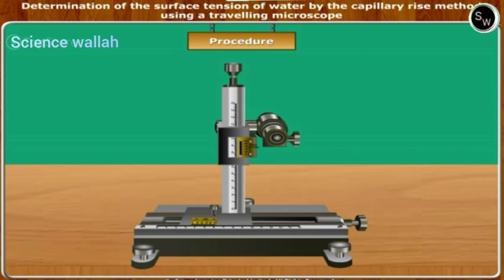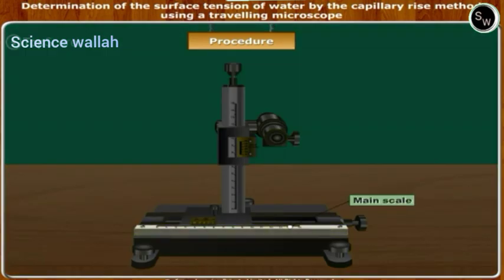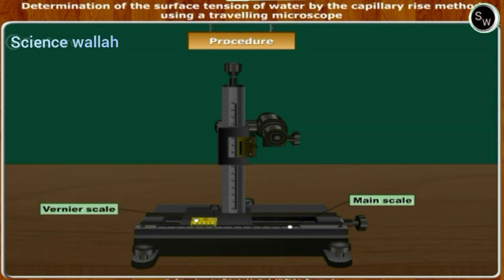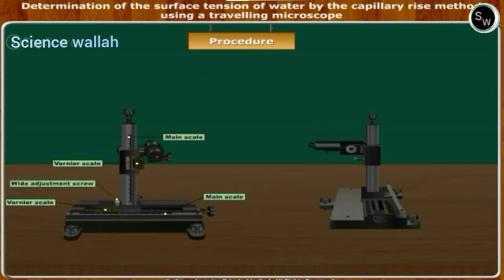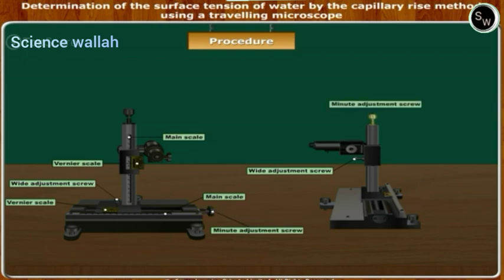Procedure. Let us get familiar with the traveling microscope. This is the main scale of the horizontal scale, and this is the vernier scale of the horizontal scale. Similarly, this is the main scale of the vertical scale, and this is the vernier scale of the vertical scale. This is the wide adjustment screw for horizontal, and this for the vertical scale. Here, this is the minute adjustment screw for horizontal, and this is for the vertical scale.